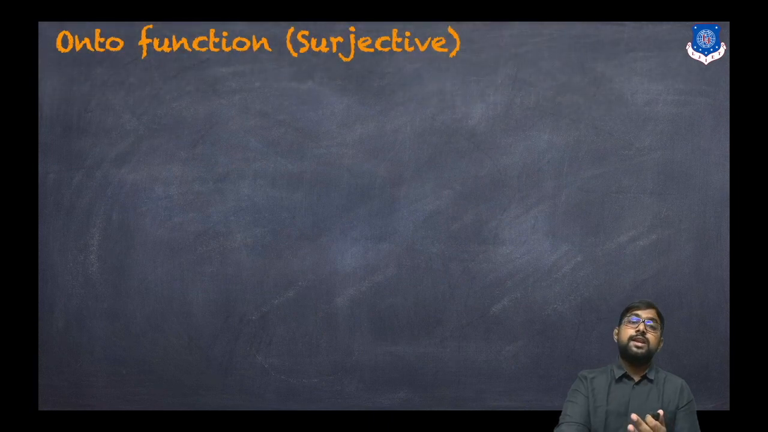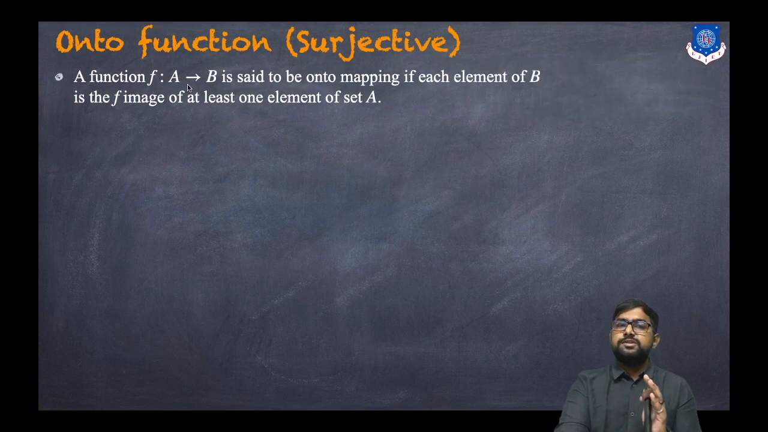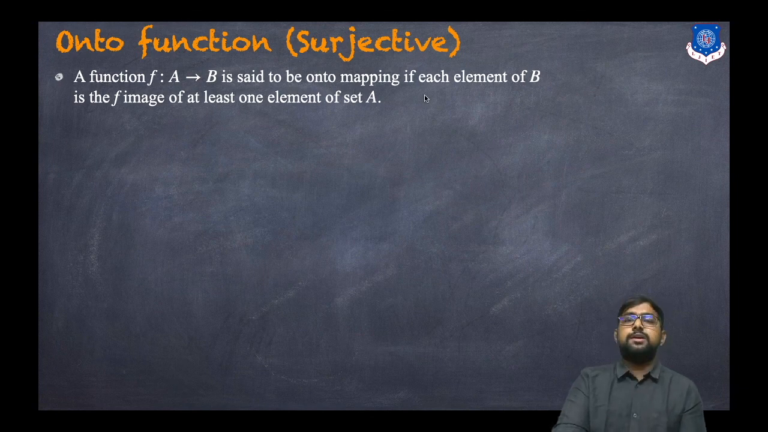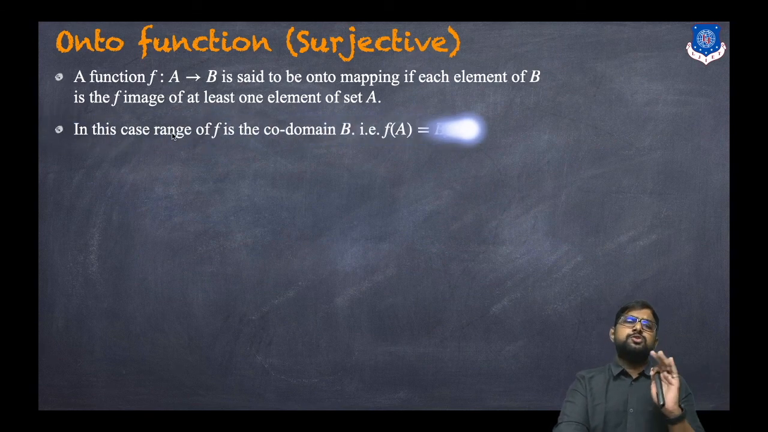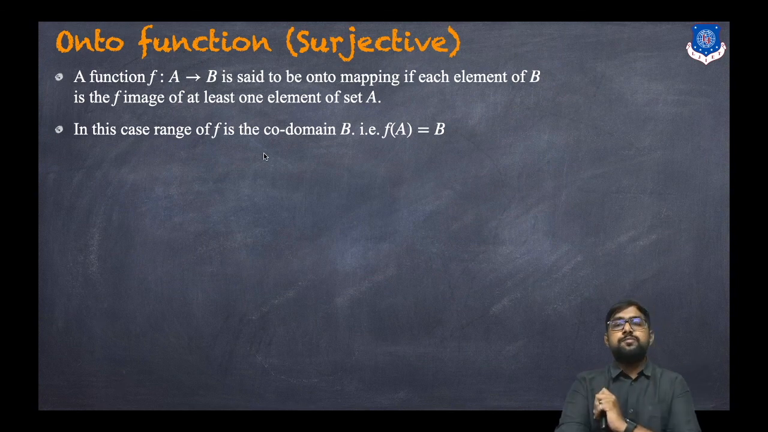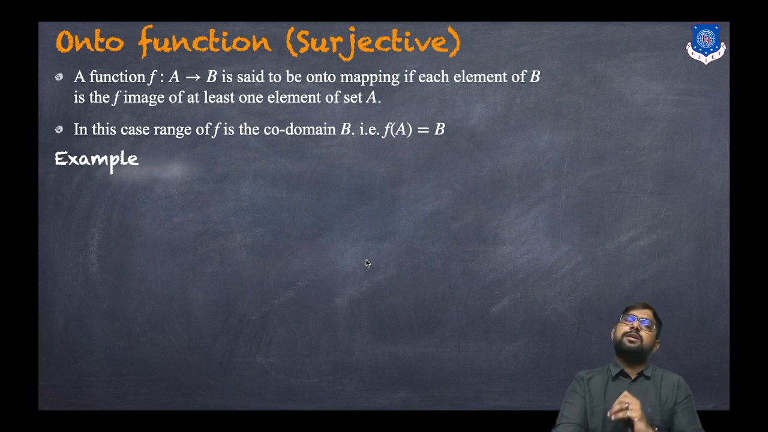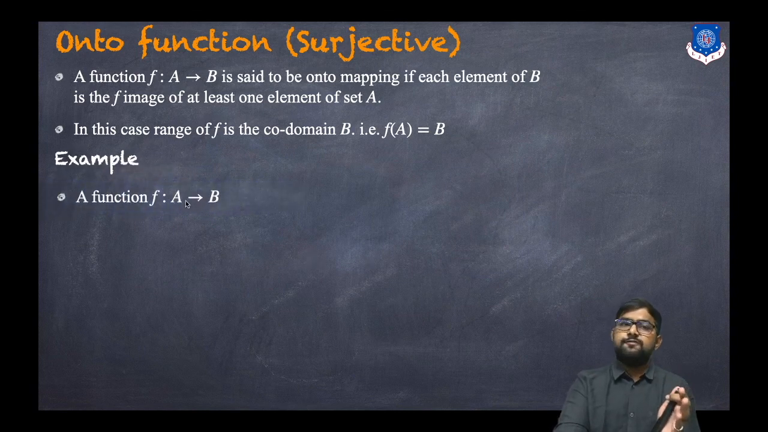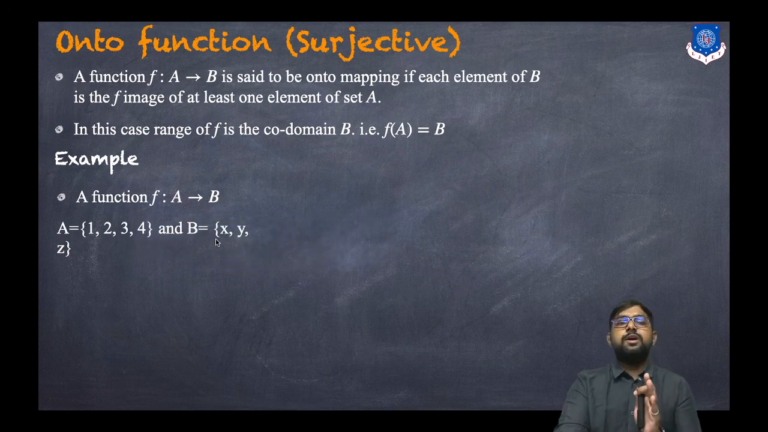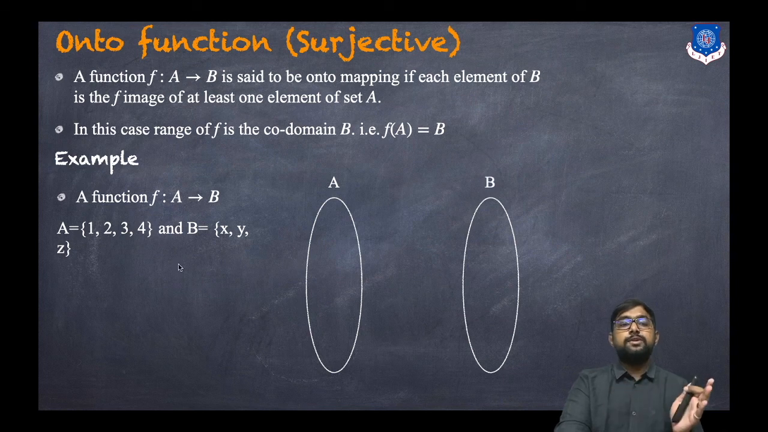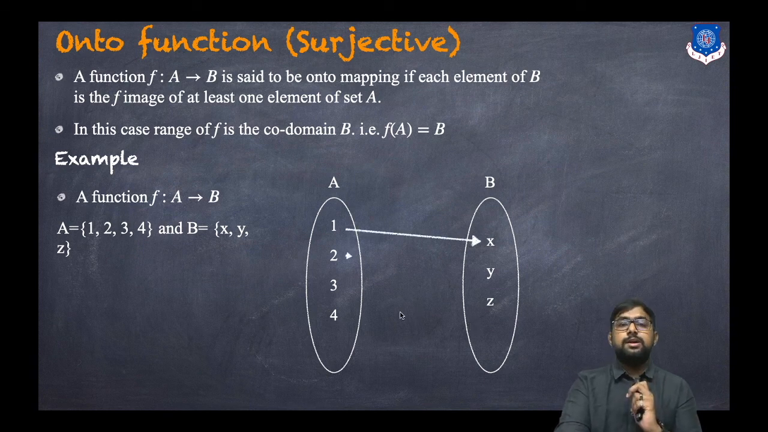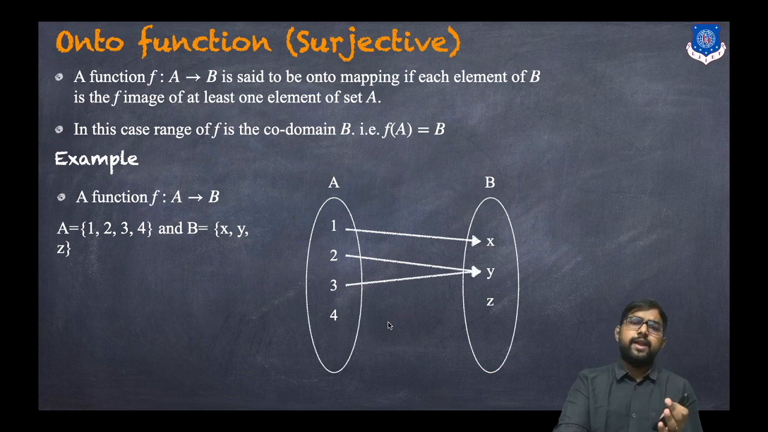Now let us understand what is an onto function or a surjective function. A function f from A to B is said to be an onto mapping if each element of B is the f image of at least one element of the set A. In this case, the range of f is the codomain B, that is f of A equals B. Again take an example. Let a function f from A to B, with A equal to 1, 2, 3, 4 and B equal to x, y, z. Graphically, the elements in A are 1, 2, 3, 4 and the elements in B are x, y, z. One's image is x, two's image is y, three's image is also y, and four's image is z.